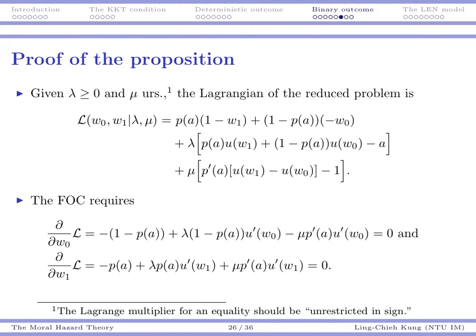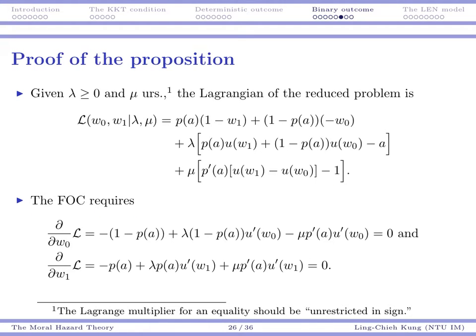So now we have two constraints, right? So I need two Lagrange multipliers. And technically, when you have an equality constraint, your Lagrange multiplier would be unrestricted in sign. If it's an inequality, then you have a sign constraint. But for the second constraint, your mu would be free. Can be positive, negative, or 0. Okay, so given Lagrange multipliers, the Lagrangian would be this one. The objective function, lambda times the first constraint plus mu times the second constraint.